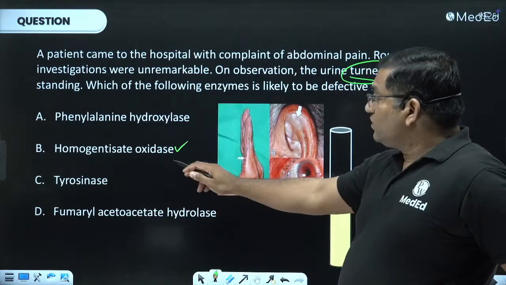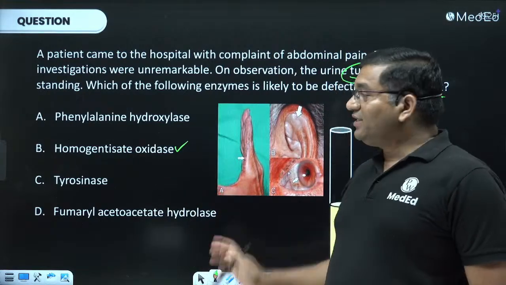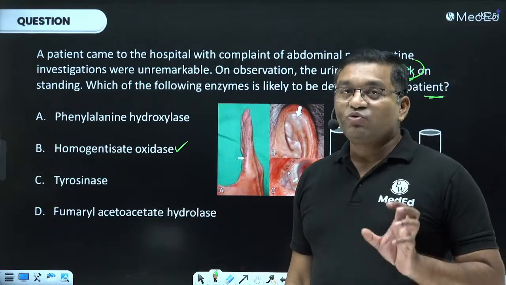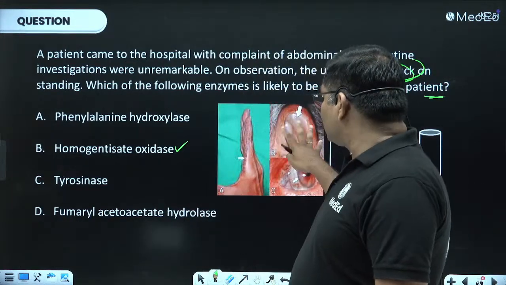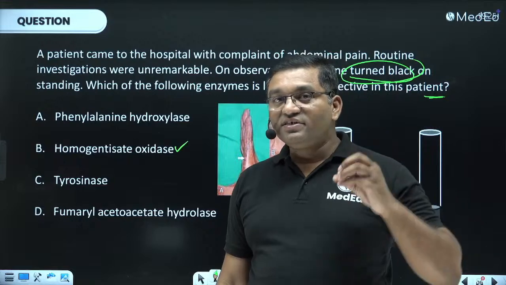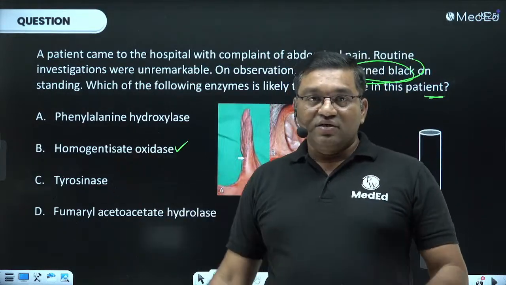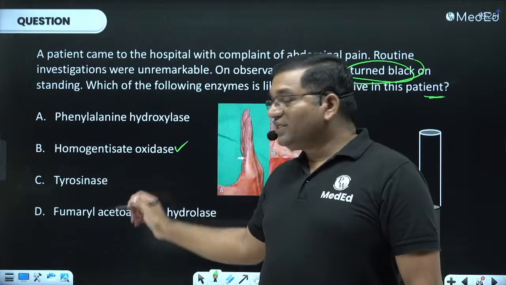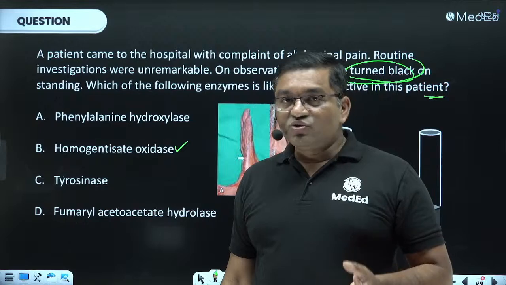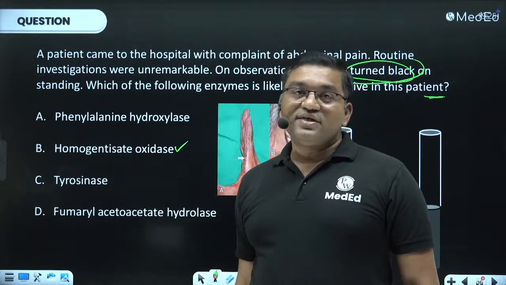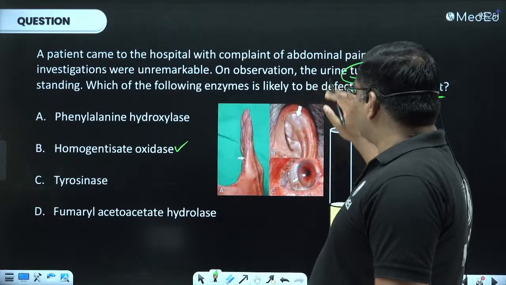So it is correct. Homogentisate oxidase is defective, which accumulates homogentisic acid, and it is diverted for the production of alkapton. Alkapton deposition in various tissues causes arthritis. It gives black pigmentation to the various cartilages, and there is excretion of homogentisic acid. It can be detected by the Benedict test. Also, homogentisic acid is converted into a black colored pigment on exposure to air, and urine turns dark on standing. So this is defective in the patient with alkaptonuria.